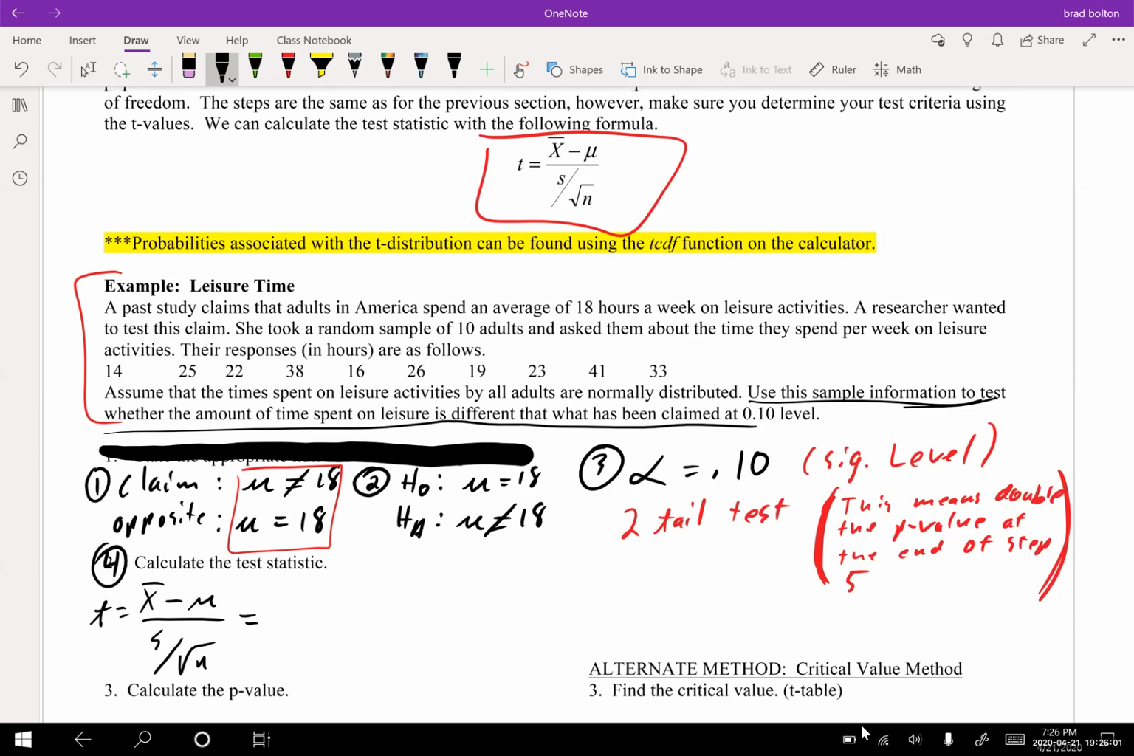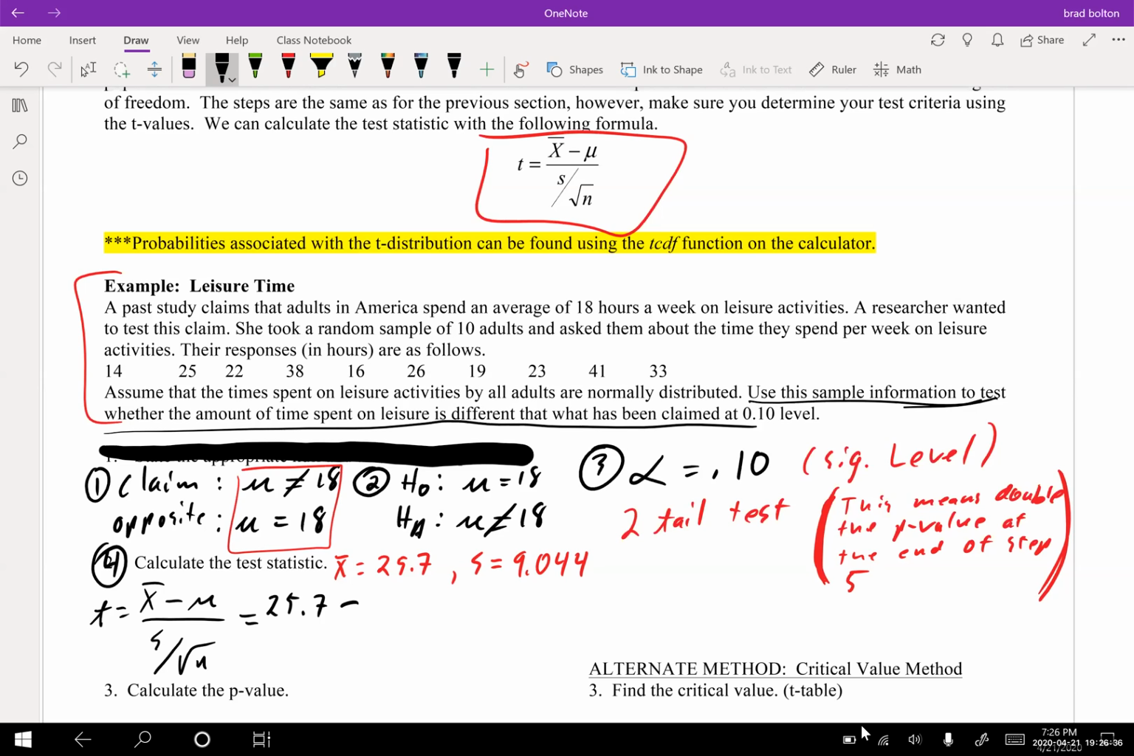And it's very important. It tells me that my x bar is, on my calculator, 25.7. And it tells me that my standard deviation is equal to 9.04. I'll use 9.044, okay? So what I'm going to do now is 25.7 minus my mean.